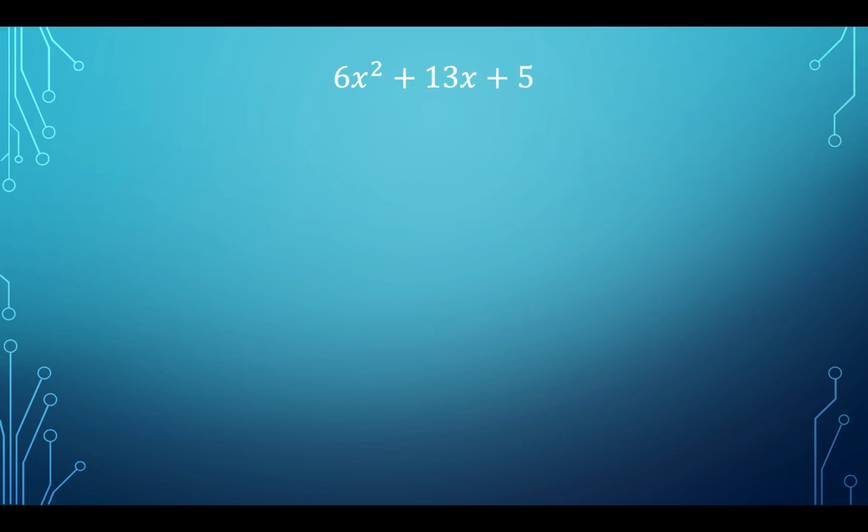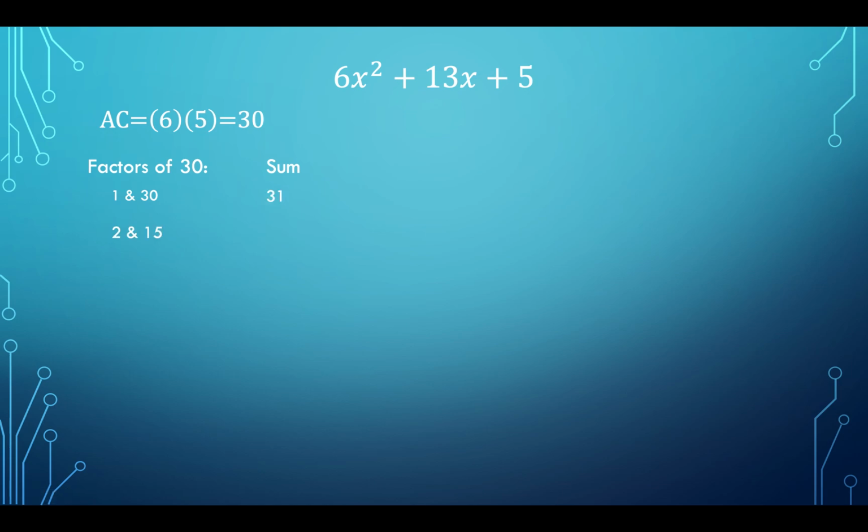Let's try this one. 6x squared plus 13x plus 5. So first thing, we're going to multiply the a place by the c place. So a times c, or 6 times 5, gives us 30. Now we need the factors of 30, but they have to add up to what? 13. So 1 and 30, add those together, we get 31.